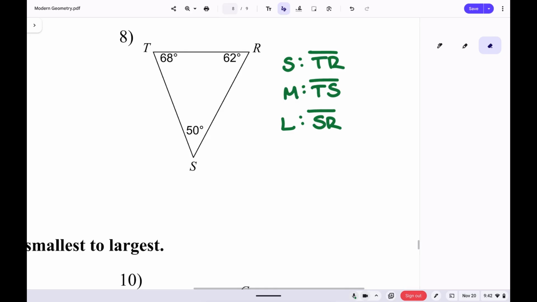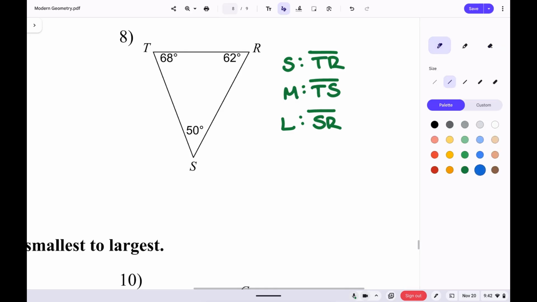Okay. Just again, because I had a couple of confused looks there. 50 is the smallest angle. So the side that's across from 50 is going to be the smallest side. That's why I'm drawing those arrows. I'm going directly across from that angle to get to that side. That's why we're saying TR is the shortest, because I'm just naming that.